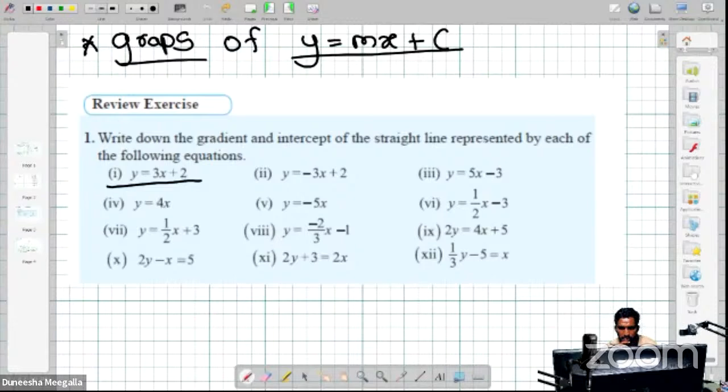If you finish getting the answers, raise your hand. Look, the 9th one to the 12th one, the equation is not in the form y = mx + c. You have to convert it to the form y = mx + c.